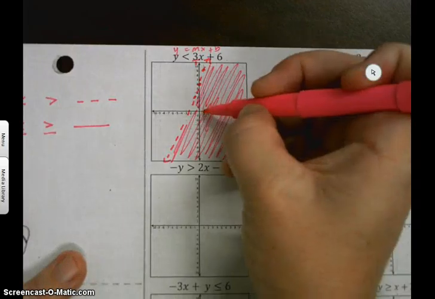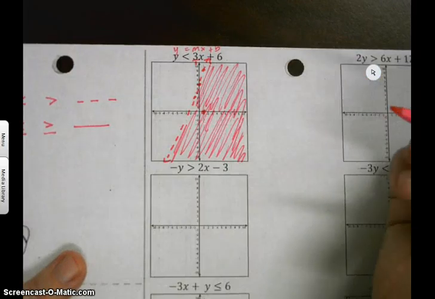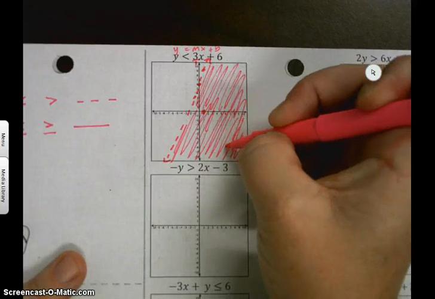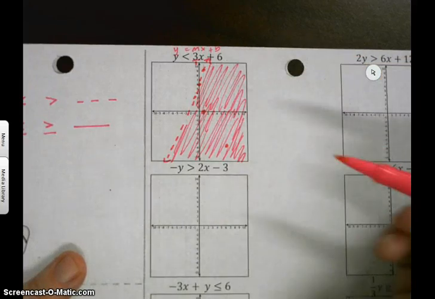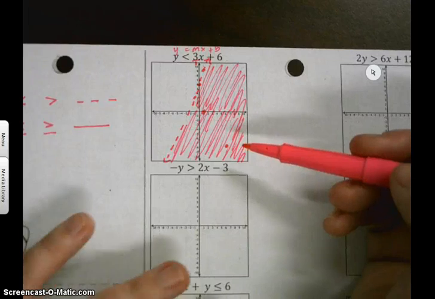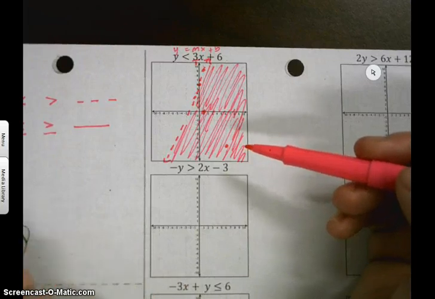So the point (1, 0) is a solution. The point (6, -8) is a solution. Any point in the shaded region is a solution. Let's take a look at another one.